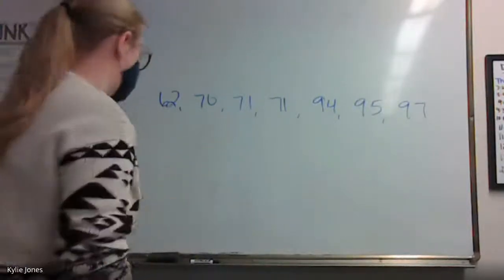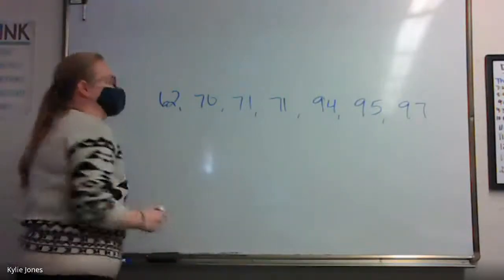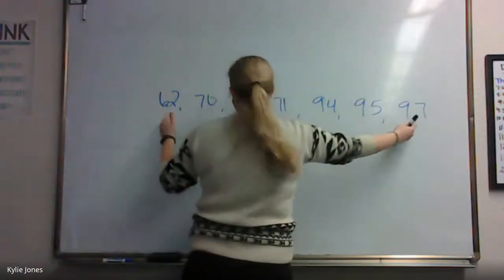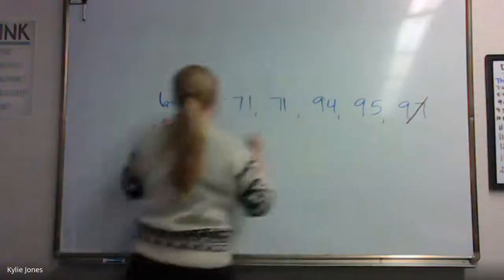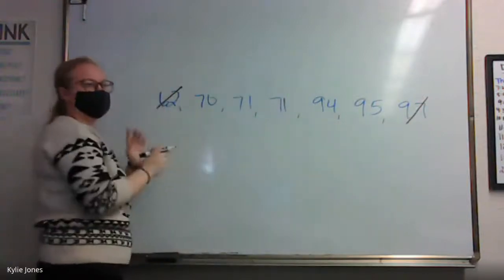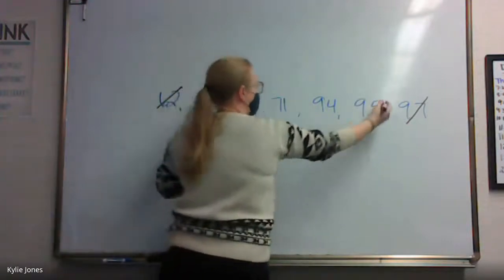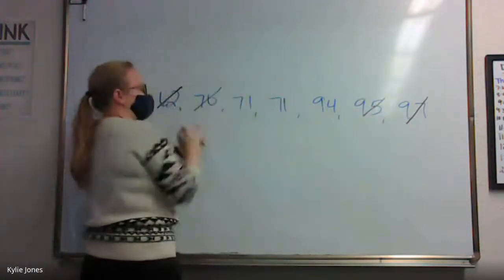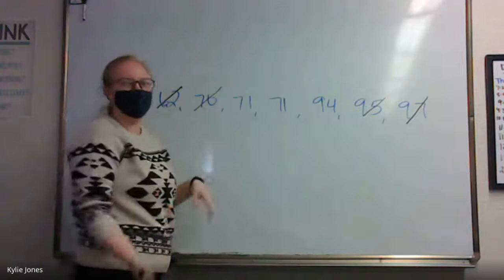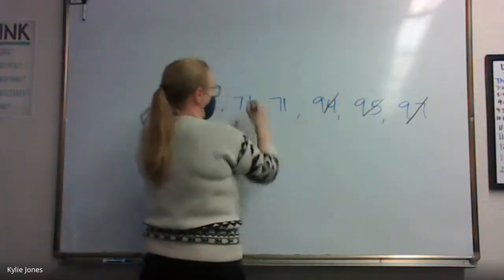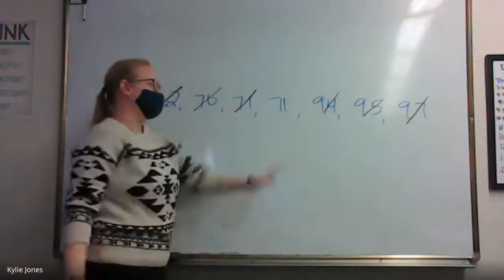Yeah. Okay. The way that you find the middle set of numbers is you basically go from the outsides in. So on the outsides, we have 97 and 62. Cross them off. They're not the middle of your set. Then we go one step in. We can cross off 95 and 70. It's not in the middle of your data set. Then we can go another step in. 94 and 71 can go away. So 71 is the middle.